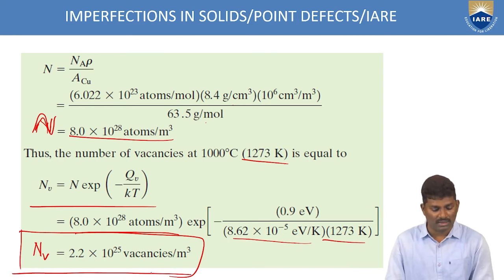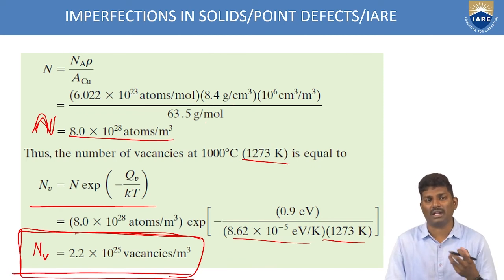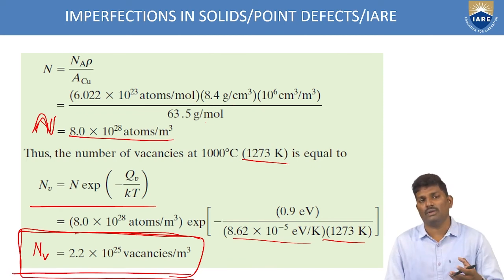So this is how you need to calculate the total number of vacancies. This is the procedure you need to follow. Before that, one needs to have the total number of atoms. Only if you know the total number of atoms can you find out the total number of vacant atoms in the given material.